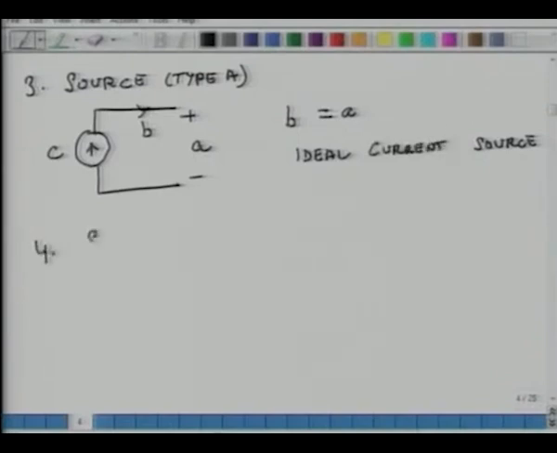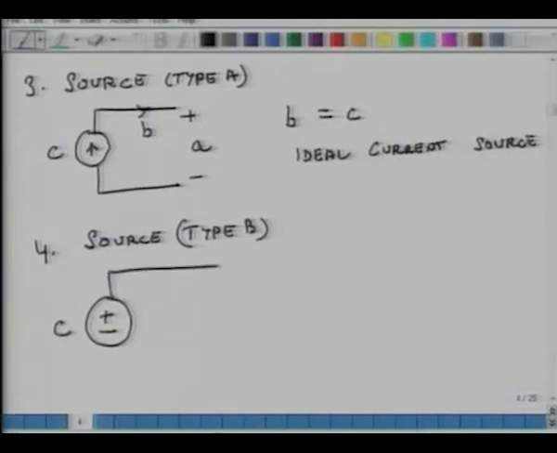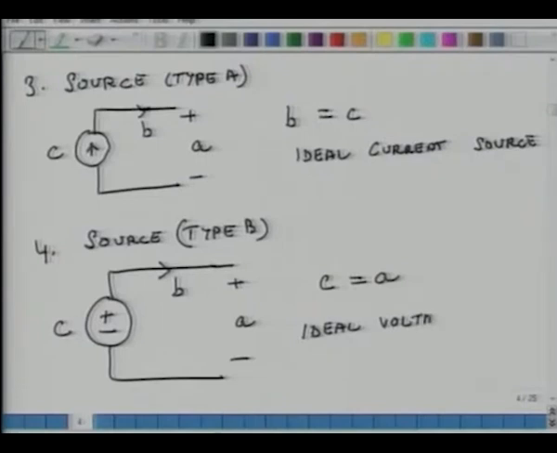And the fourth one is source type B. It should be B. See, so what you have here is a source with an element value of C, and the through variable is B, across variable is A. Then in this case you have C equals A, and an example would be an ideal voltage source.